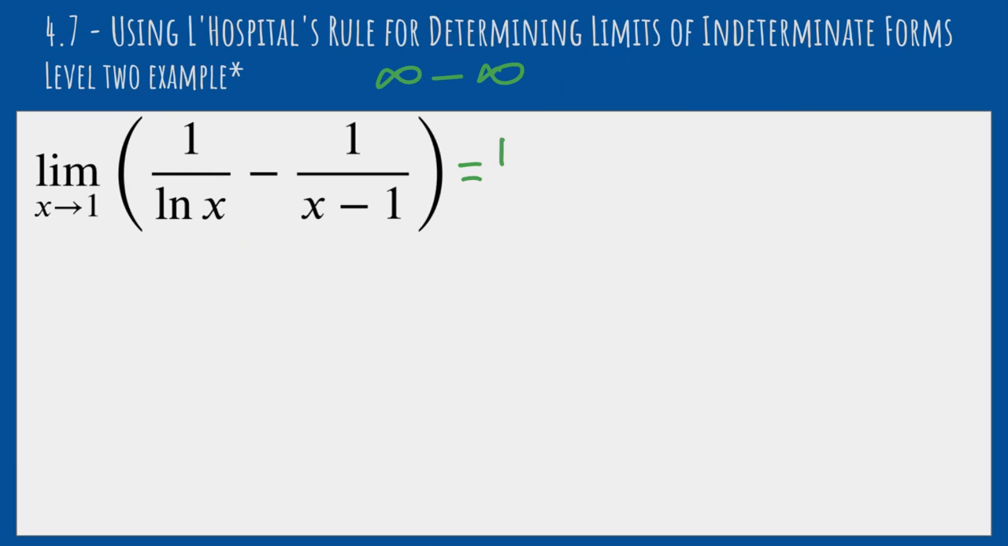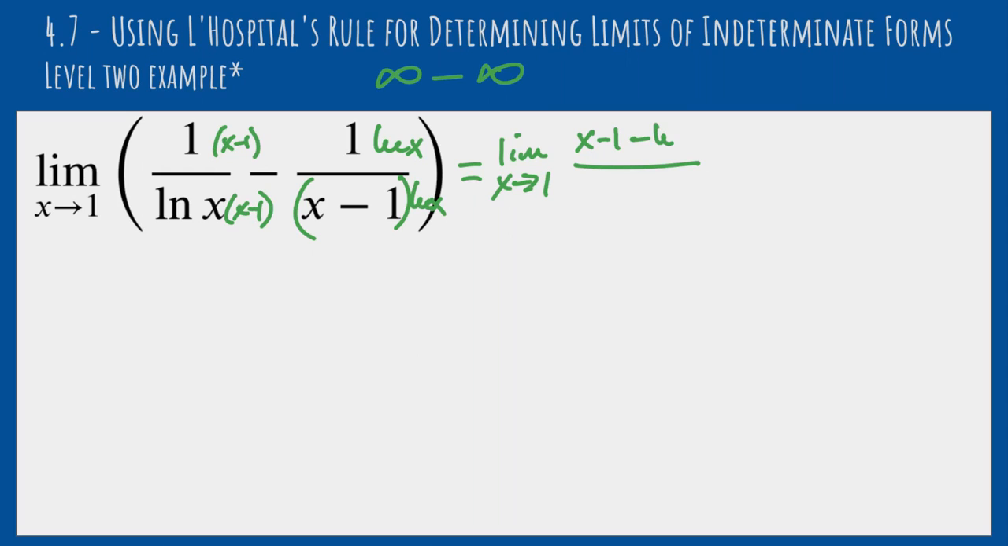So this is going to be the same as the limit as x approaches 1. So here I'm multiplying by x minus 1 over x minus 1. Here I'm multiplying by the natural log of x over the natural log of x. So we get x minus 1 minus the natural log of x over the natural log of x times x minus 1. By writing it that way, now when we try putting 1 in, we get 1 minus the natural log of 1, which is 0, and we get 0 on top. And natural log of 1 here is 0, and x minus 1 is also going to be 0.